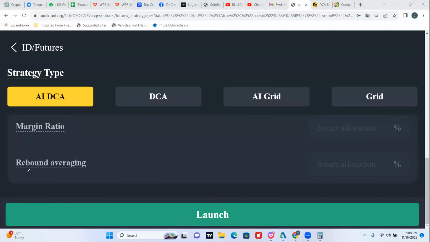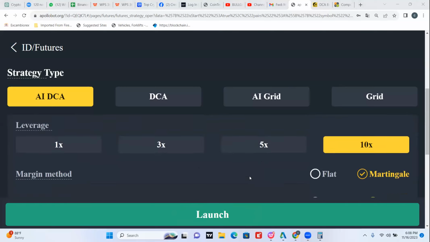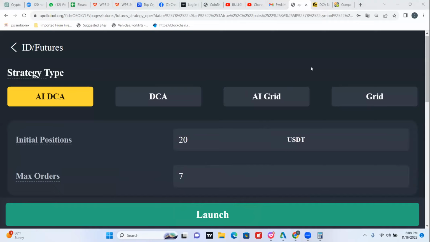So once you tap on launch, the robot will pick the trade and start trading. So you can select multiple coins. You can select the 3 coins at the same time. So this is how to set your $200 account.